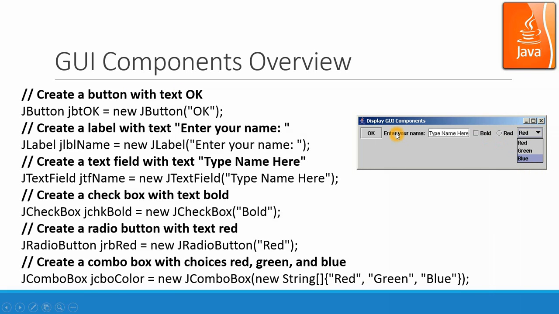So to create such a button, we can use new JButton. JButton is a Swing object. And then we create this object pointer over here with the label OK. Similarly, for this label, and then text field for input, and then the checkbox, radio button, and then the combo box. These are the components that are being placed in the content pane. And then the frame is the main window, with a frame icon over here.